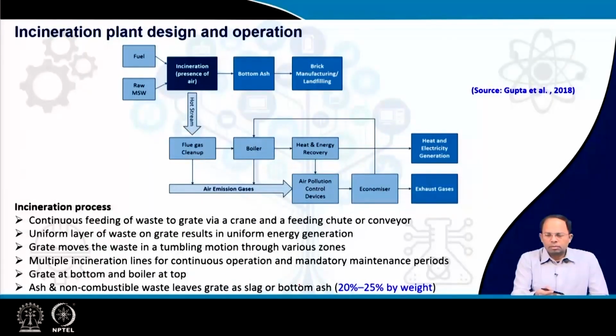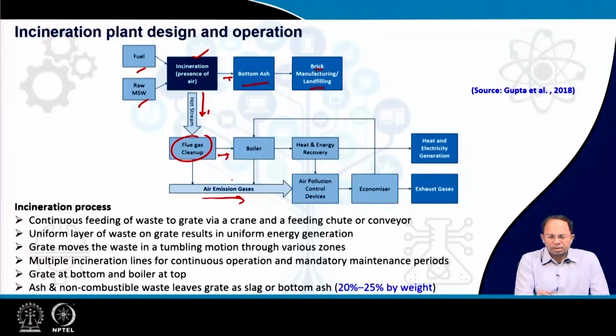So just to summarize, fuel and raw MSW is put inside the incinerator in presence of air. It generates ash, which is known as bottom ash. This could be used in brick manufacturing and also could be taken to the landfill site. Whereas the hot flue gas is first cleaned, and after a little bit of cleaning, automatically precipitation happens. It is used in the boilers so that it can generate steam.